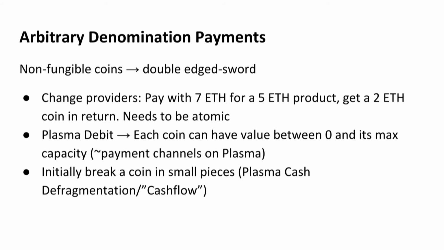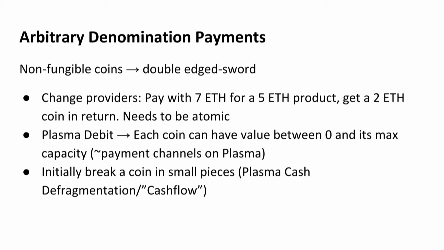And so far so good, but what can we do to get better? As I said, Plasma Cash has non-fungible coins. This means that you cannot make arbitrary denomination payments. So if I want to make a 7 Ether payment, I have a 10 Ether coin, or in my example, you need to get some change in return.